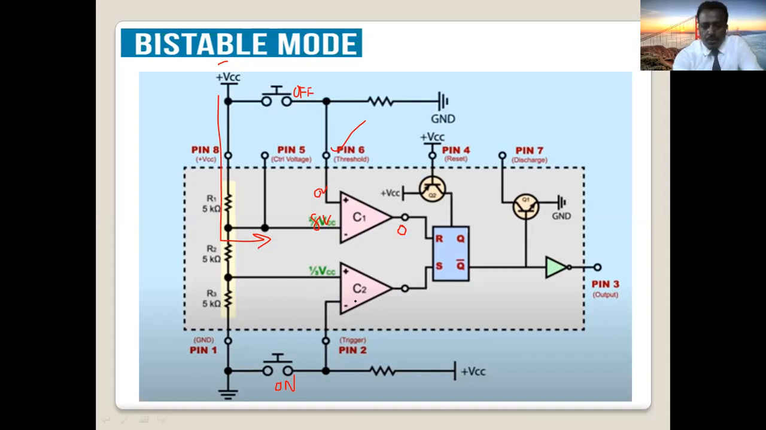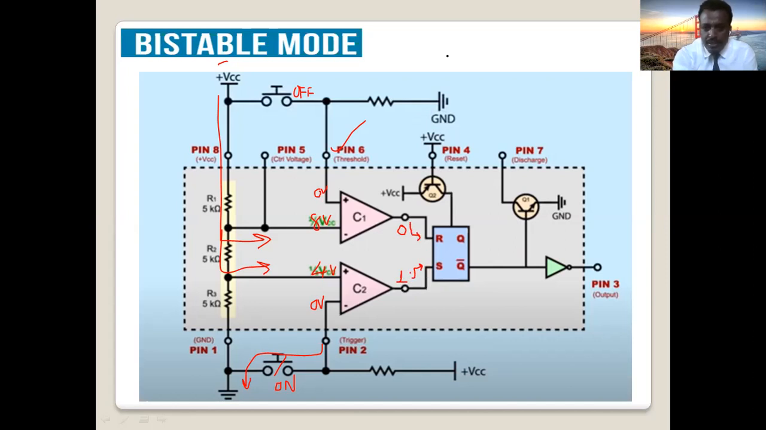Now let's come to C2. This is on, which means pin 2 is shorted. When you short it, pin 2 directly goes to ground. Ground means how much voltage? 0 volts. How much here? 4 volt fixed. 1/3 of VCC will come here. So what will be the output of comparator C2? Positive is greater, 4 greater than 0. So this will be 1. So 1 is connected to the set S. The other comparator output goes to reset.